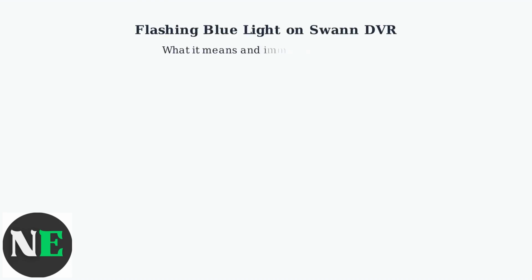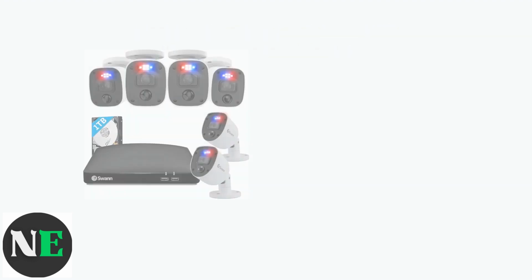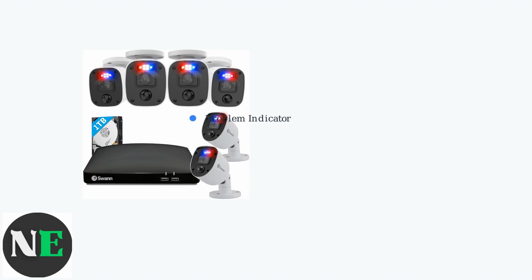A flashing blue light on your Swann DVR is a signal that requires your attention. Understanding what causes this and how to fix it quickly can save you time and frustration. Here we see a typical Swann DVR system. When the blue light flashes continuously, it indicates the system needs attention.